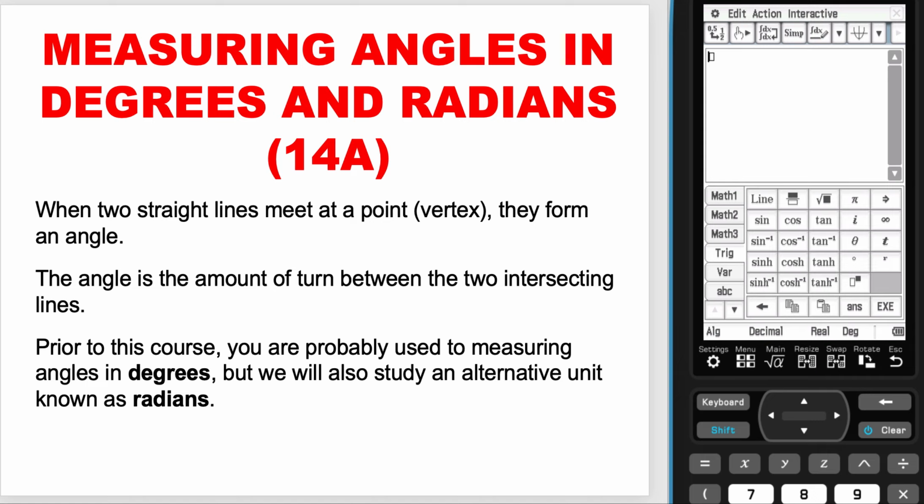Hey everyone, I'm just recording this video on measuring angles in degrees and radians. So this is exercise 14A of our textbook. So we're going back to the start of our notes here for chapter 14.